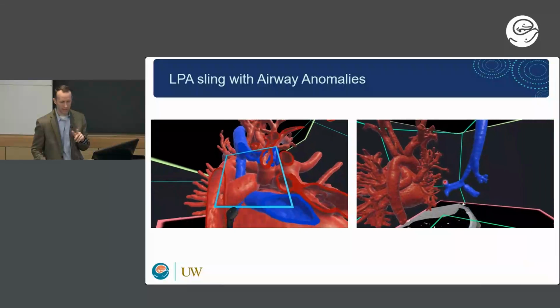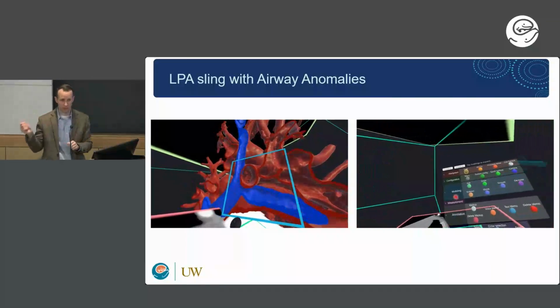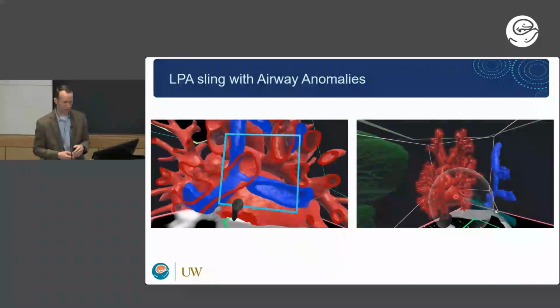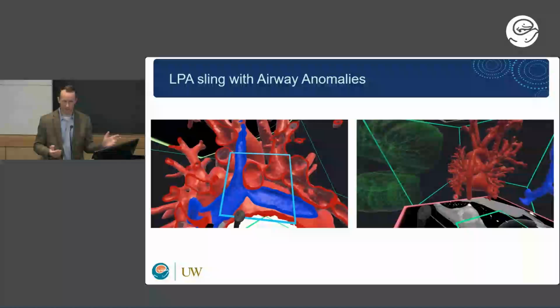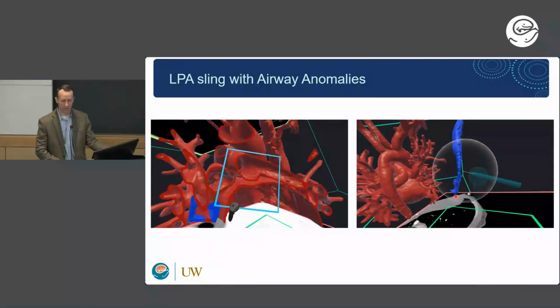So it has some abnormal lobar branching, but you can actually pull the structures out from each other. You can cut into them. You can put them back. You can make them transparent. You can pretty much do lots of different things, whatever you want to do with them in terms of visualization.